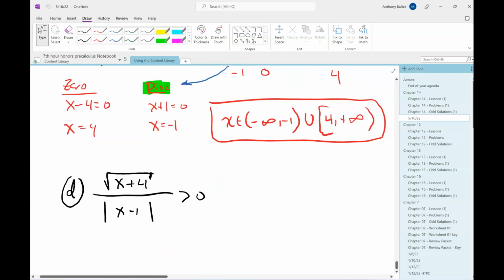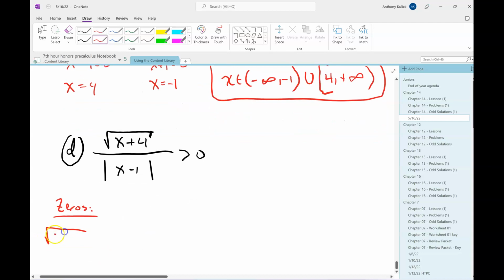All right. Square root of x plus 4 divided by the absolute value of x minus 1 greater than 0. Okay. So same thing, find my zeros. What's the solution to square root of x plus 4 equal to 0? -4? Yep. I would write that answer down as soon as my OneNote wants to respond.